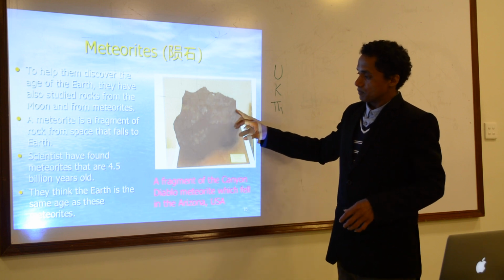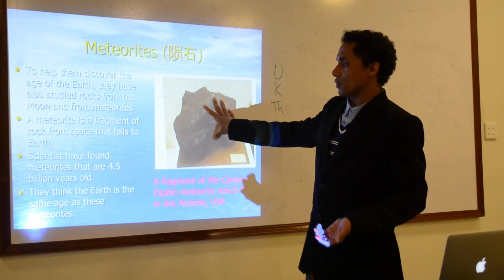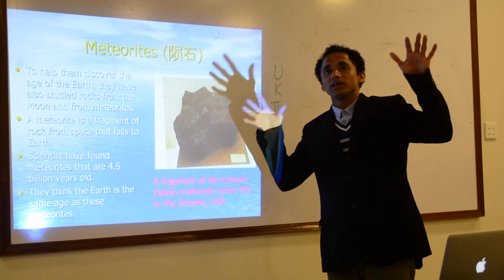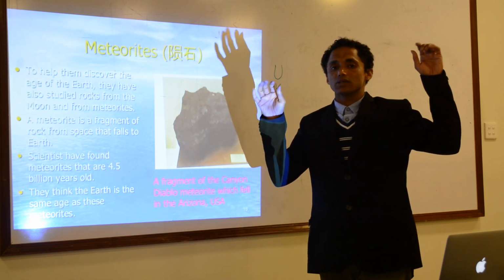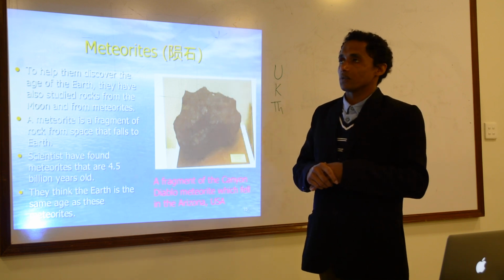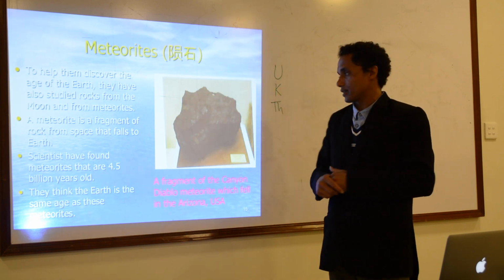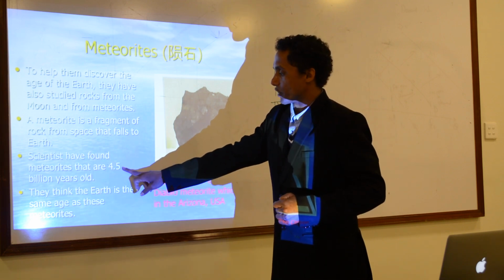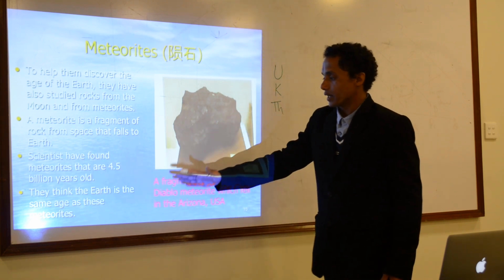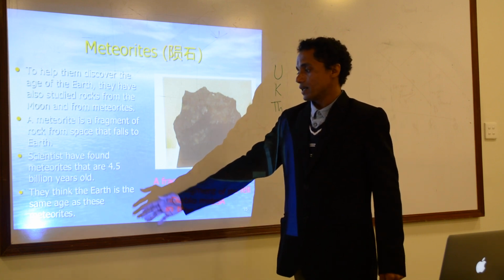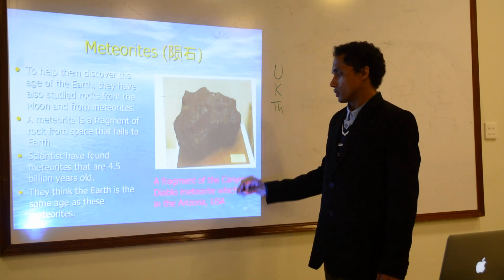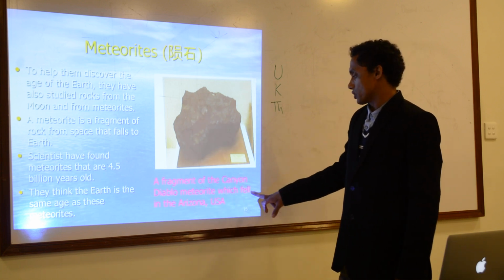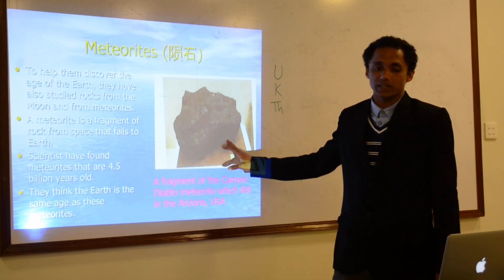Okay, so we have a rock from space that falls to the earth. You know, in our solar system, and also there are many galaxies. A lot of small things fall on our earth every day, right? So scientists have found meteors that are 4.5 billion years old, right? And they think the earth is the same age as these meteors. And we also have some fragments of the Canyon Diablo meteors which fell in Arizona, USA.